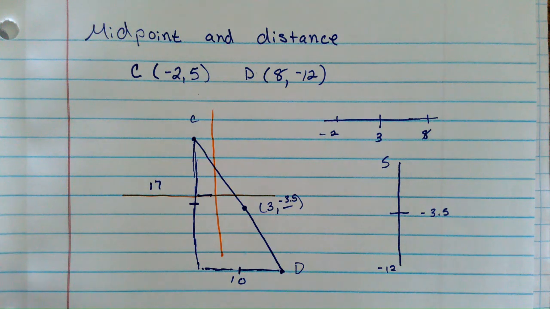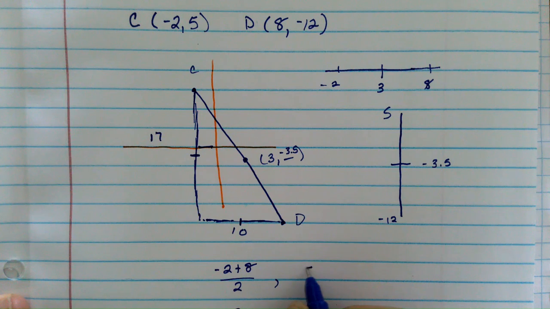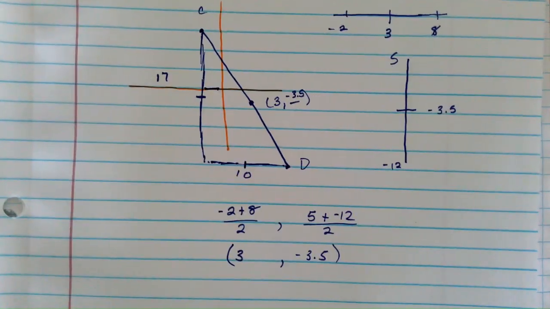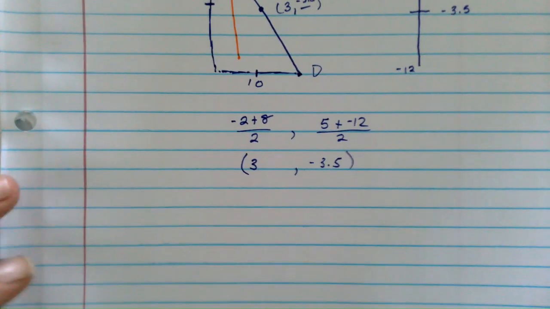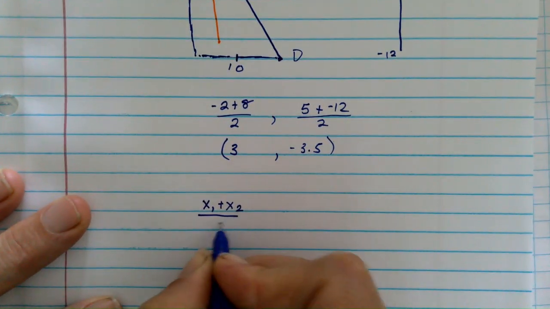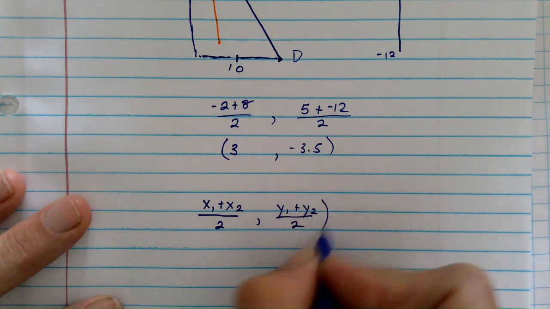However, is there a formula? Absolutely, there's a formula. You take your x's and add them together and average them. So add them up, there's 2 x's, so we'll divide by 2. That gives us 3. And you average your y's. You add them up, there's 2 of them, so you divide by 2, and you get -3.5. So that works the same way. So that's the official midpoint formula. The midpoint formula is x1 plus x2 divided by 2, comma, y1 plus y2 divided by 2.